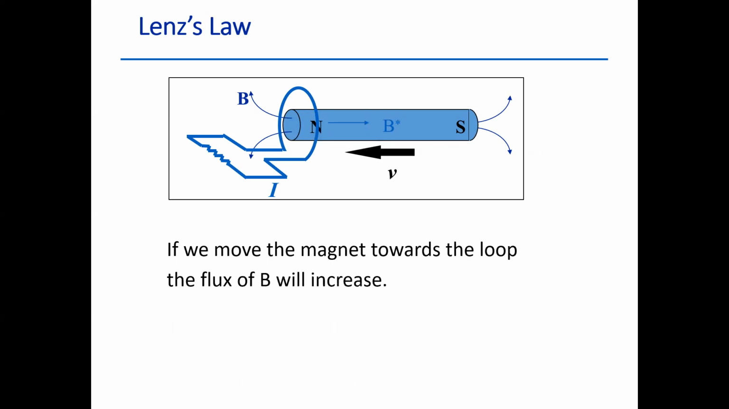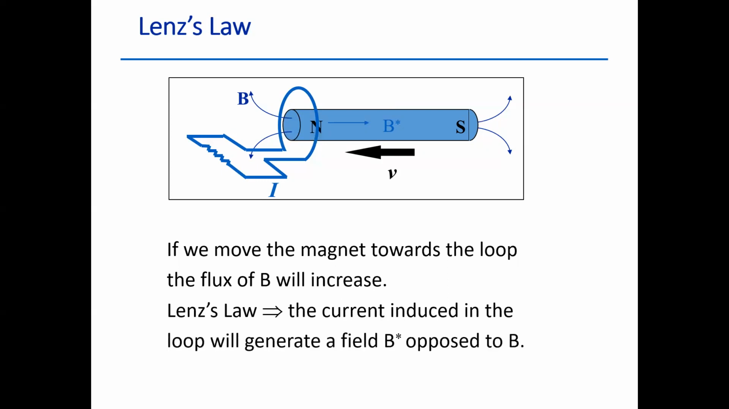So in the current scenario, if we move the magnet towards the loop, the flux will increase. Because you're going closer to the loop, the diverging magnetic field will be higher nearer to the magnet, and that is why the flux will increase. Now, Lenz's law mentions that the current induced in the loop will generate a field B star that will oppose this change.